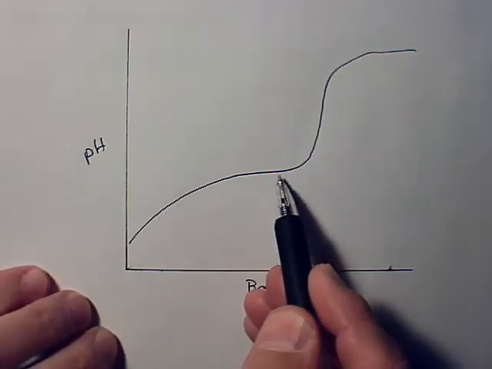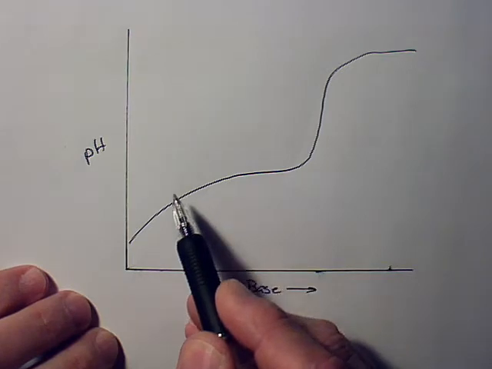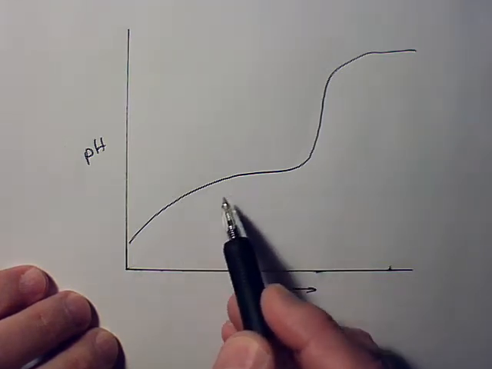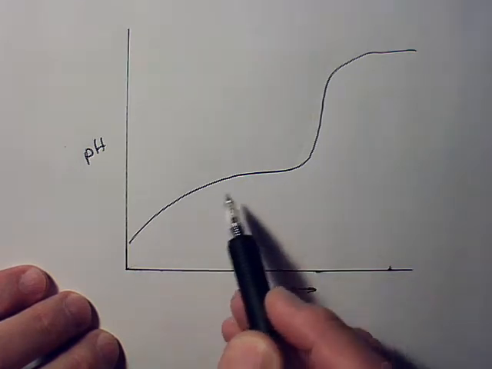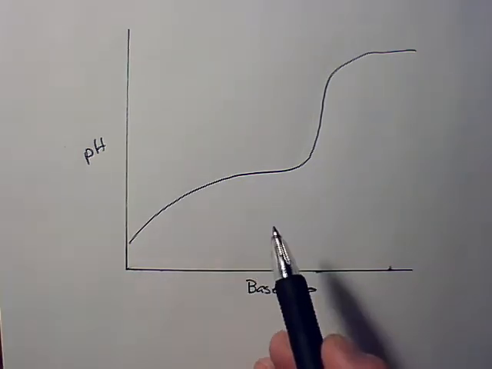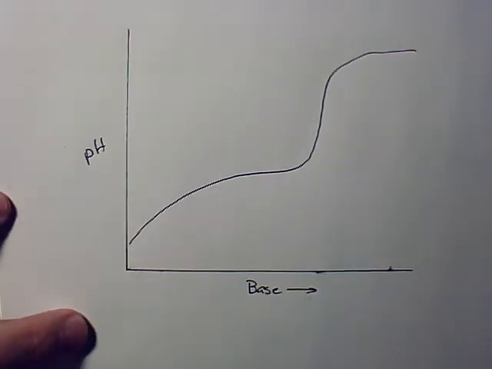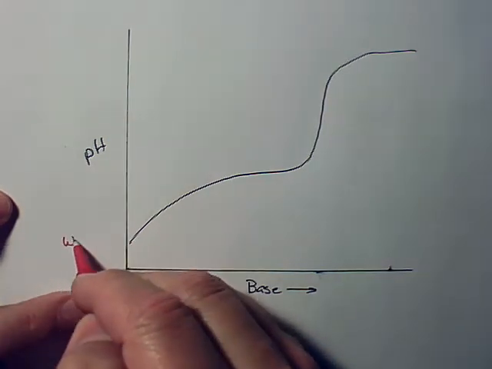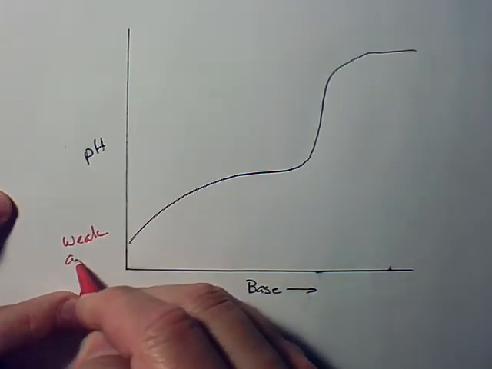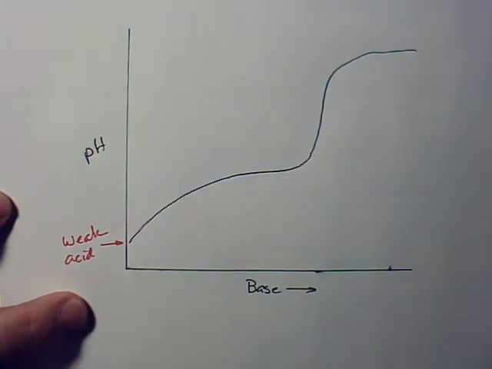And this region right in here is that buffering region we talked about from Monday. This is the area where it's hard to get the pH to change. So this becomes a buffer for you if you want a buffer. But this is a weak acid because it looks like it never really got down to 0. Never really got there. So this is an indication we have a weak acid.